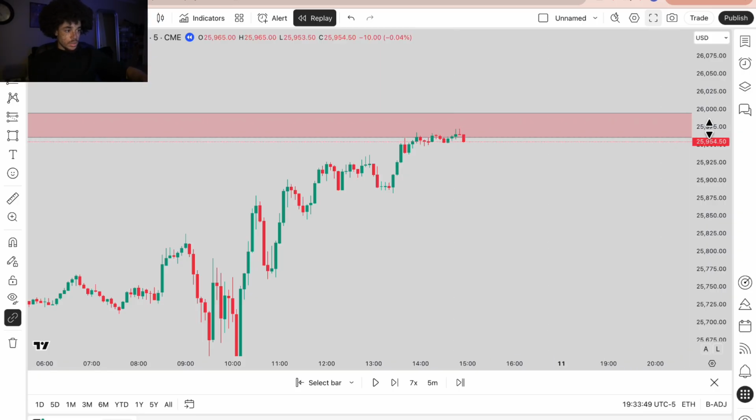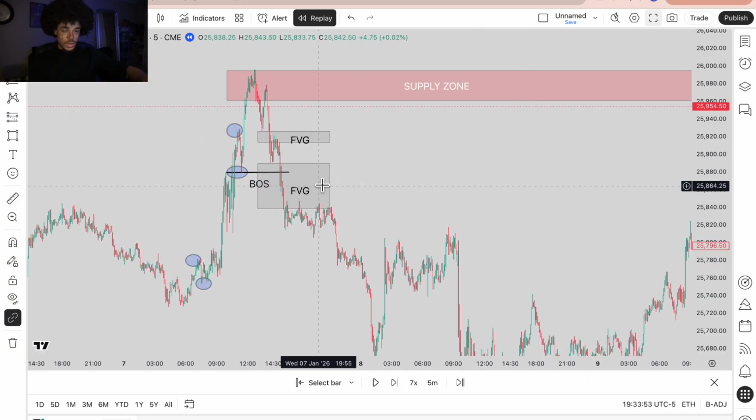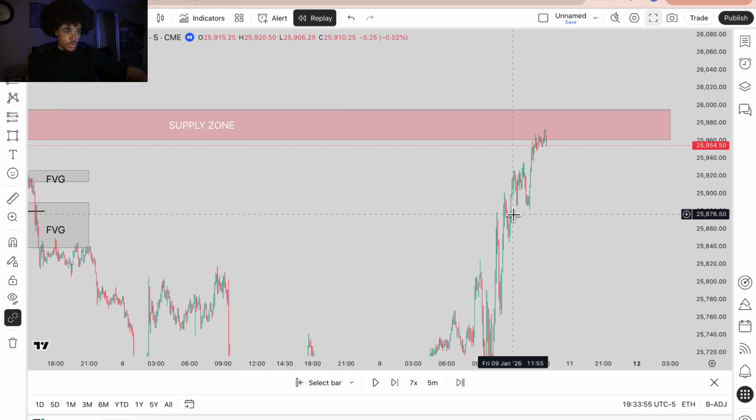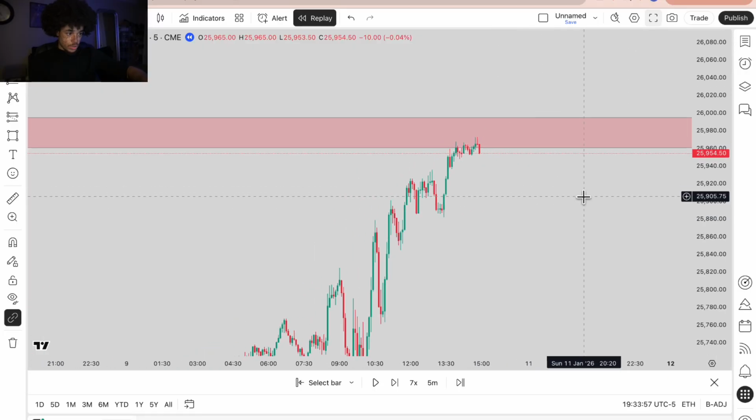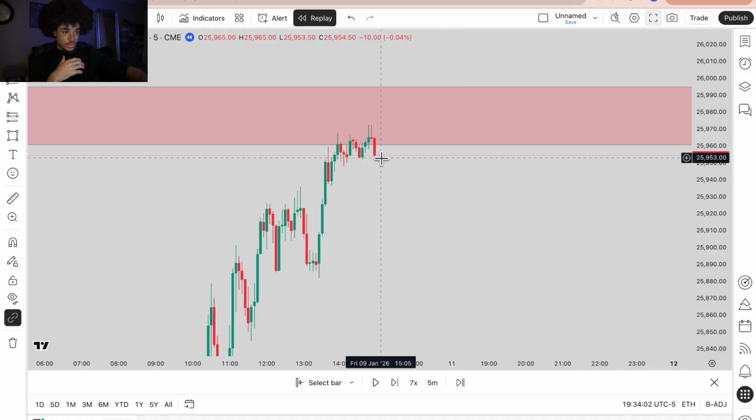We just entered our supply zone. And previously, when we were at this zone, we did all this. So, if you were smart, and if you were in the market during this time, I might look for a short trade opportunity. Now, we can let it play out just a little more.